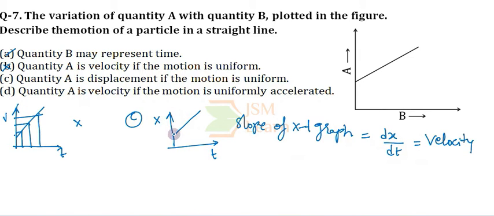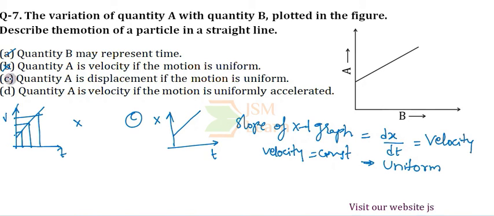Here we can see that the x-t graph obtained is a straight line, and generally the straight line possesses a constant slope. Since the slope is constant here, and we know that the slope here is velocity, indirectly the velocity is constant here. As the velocity is constant, we can say that the motion of the particle is uniform. So option C is true.